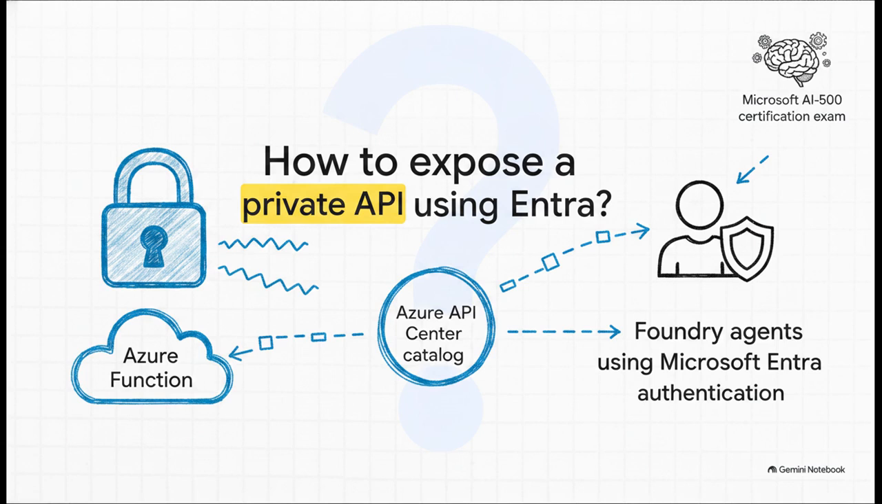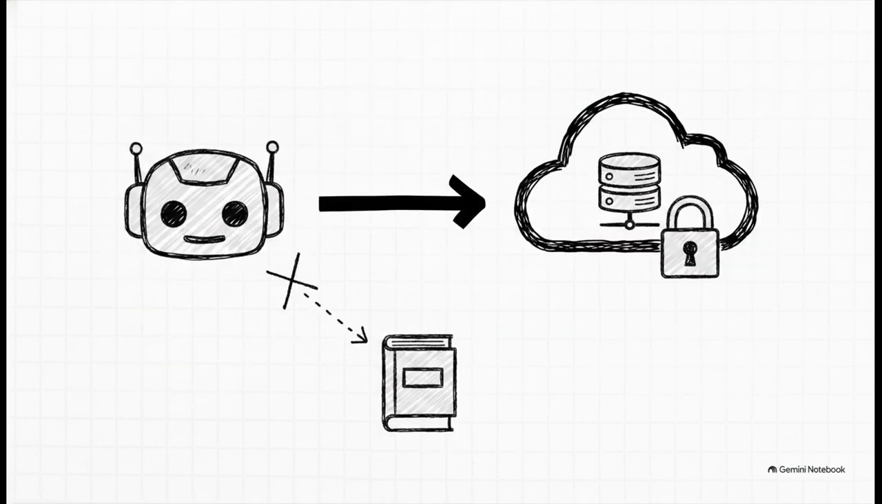You need to expose an internal inventory API hosted on Azure Functions to your Foundry agents using Microsoft Entra authentication. Think about this for a second. Do you route everything through an Azure API Center catalog, or is there a more direct path for runtime flow? Don't fall for the trap.